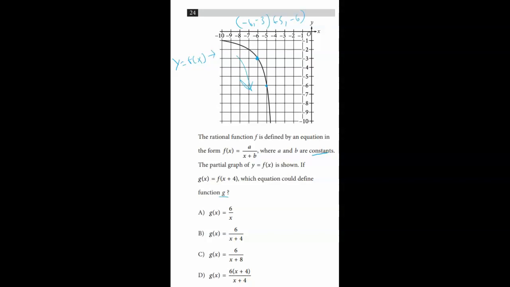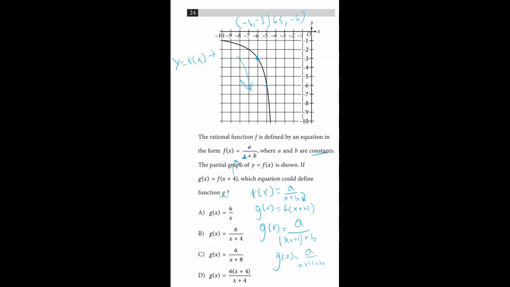Okay, well, let's look. So we know f(x) equals a over x plus b, and g(x) equals f(x plus 4). If I plug that in, it would look like g(x) equals a over, for every x we put x plus 4, plus b. Written a little more clearly, g(x) equals a over x plus 4 plus b. That's the equation for g(x), because all we did was take the x in f(x) and plug in x plus 4 there, because that's the only difference.